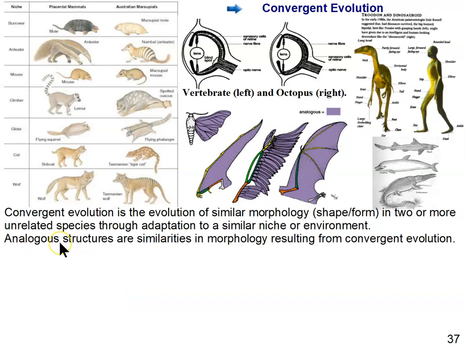We call these similarities analogous. So again, the fact that moles have poor eyesight, that's analogous. That's an analogous characteristic or an analogous structure. So that's a vocabulary term you need to be aware of. It's the opposite of homologous. Homologous structures result from common ancestry. Analogous structures result from convergent evolution.